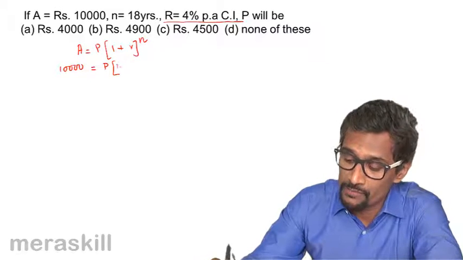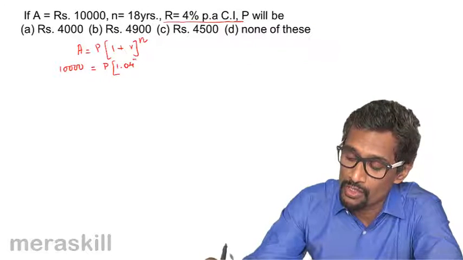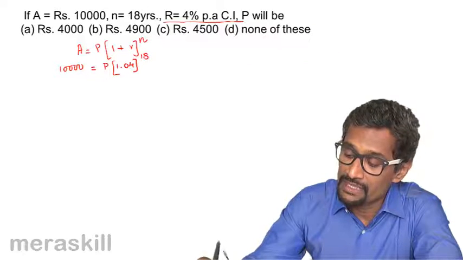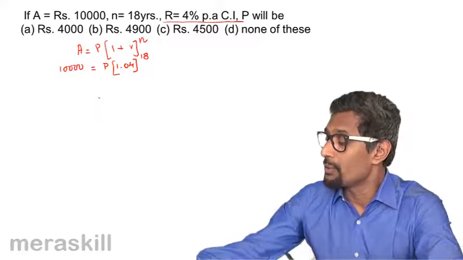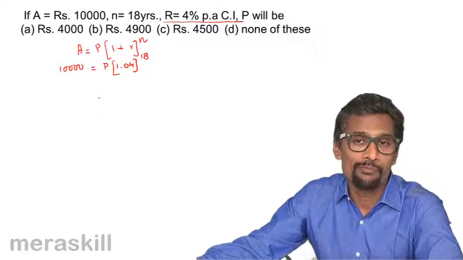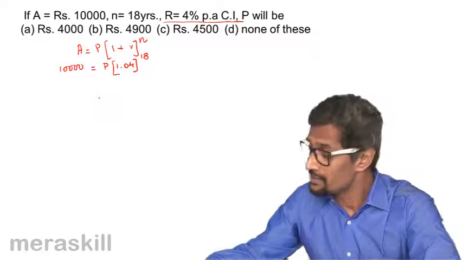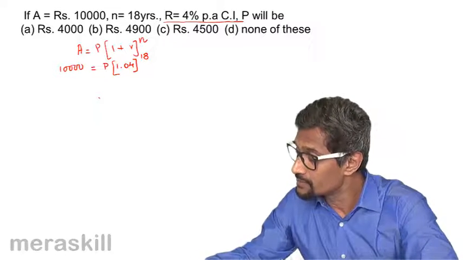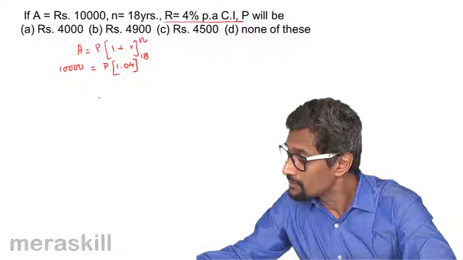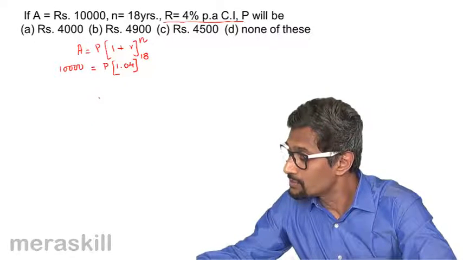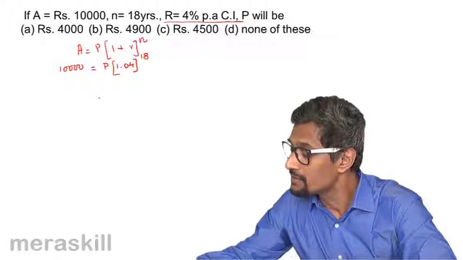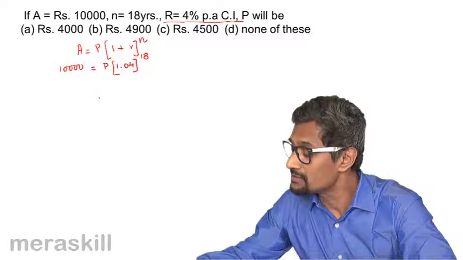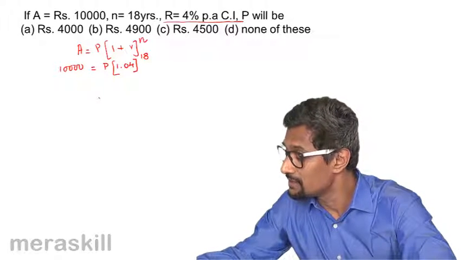4% is 0.04. So it's 1.04 raised to 18. We have been asked to find the principal. So what can we do? We can do 1.04, raise it to 18 times.